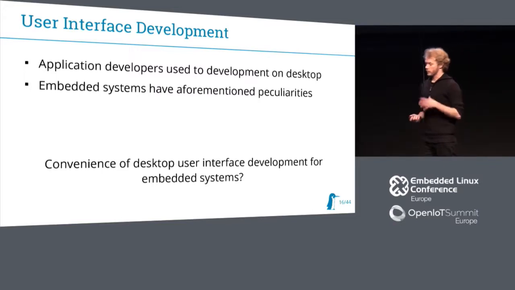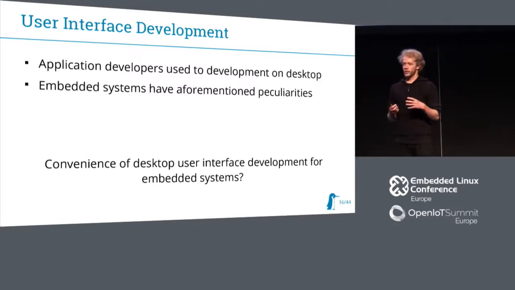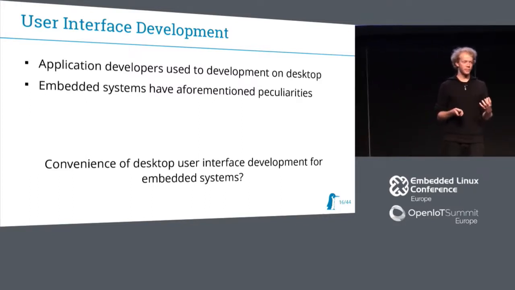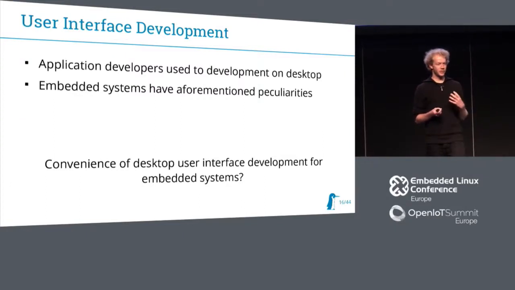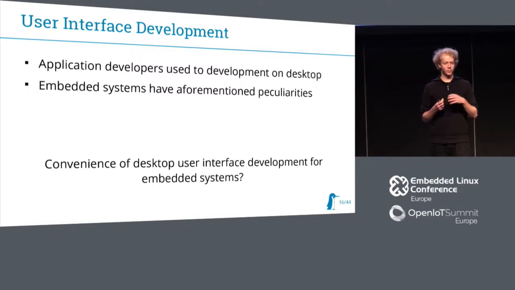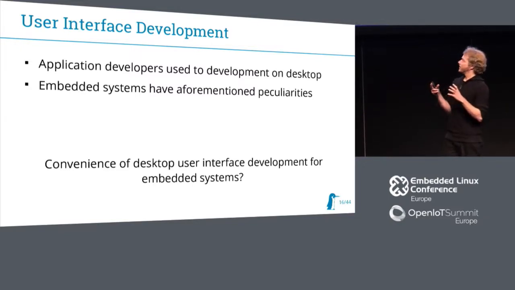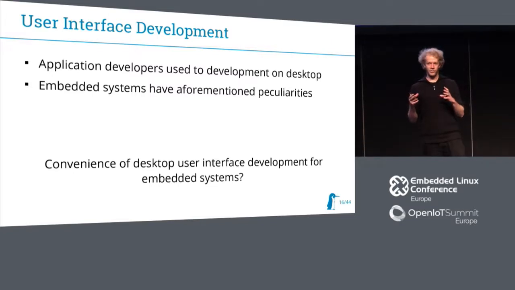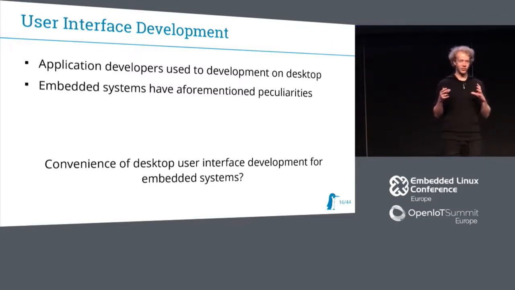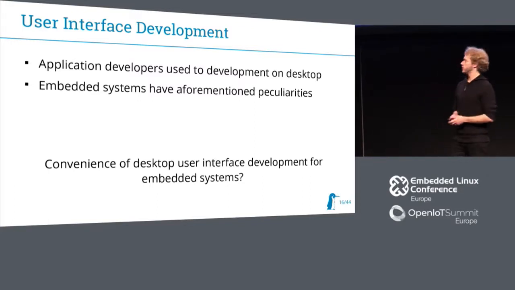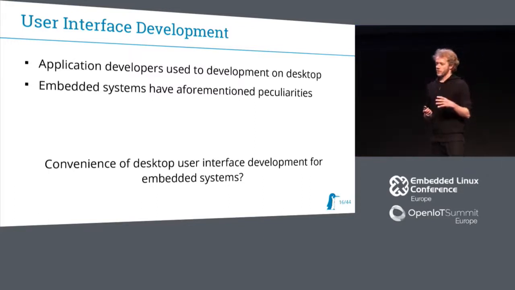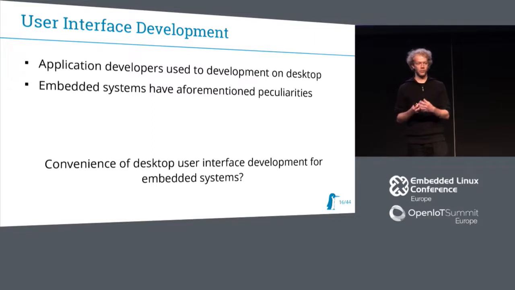So we have all these peculiarities of the embedded hardware. Now, if you take an application developer or designer that is used to desktop development, he's used to just develop on the desktop, see a window of the final application, and he's not aware of the hardware limitations. Hopefully you talk to him that he should be aware, but not necessarily the case. So can we somehow achieve the convenience of developing an application on a desktop for embedded systems?